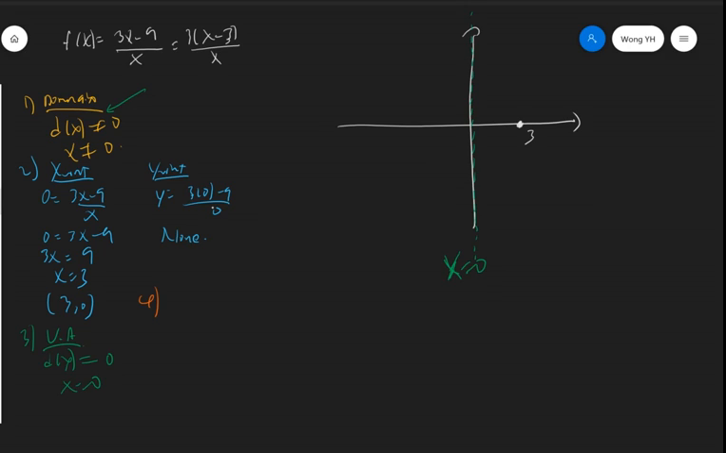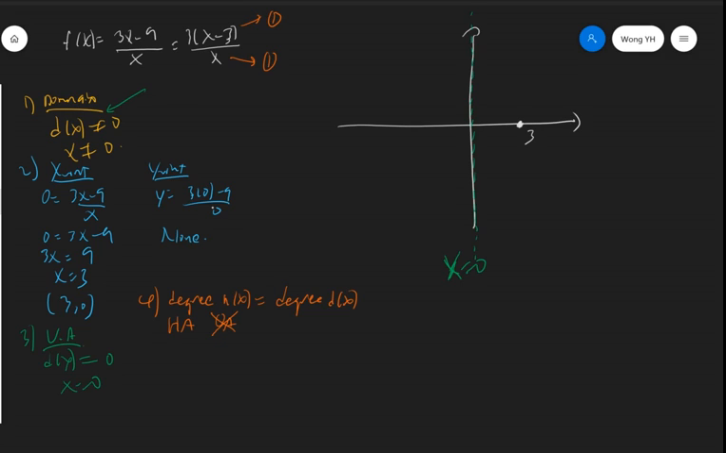Okay. Next, number 4, we'll find out whether we have a horizontal or oblique asymptote. We are comparing the degrees. Based on the function, the degree of the numerator is 1. The degree of the denominator is also 1. Whenever the degree of the numerator is equal to the degree of the denominator, you just say that HA exists, OA does not exist.